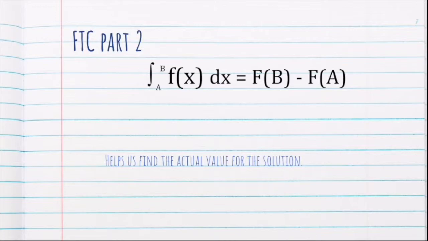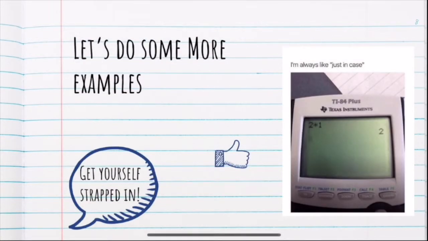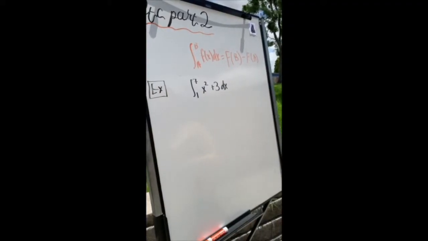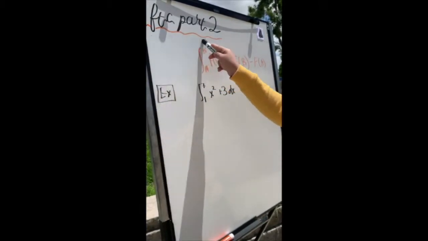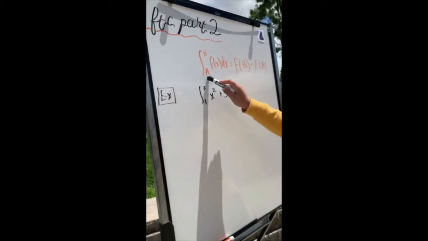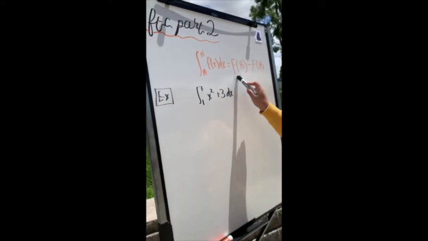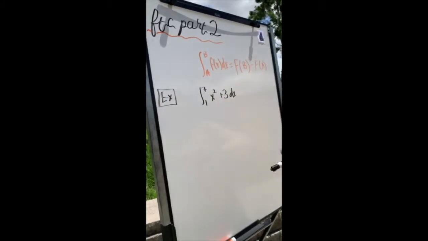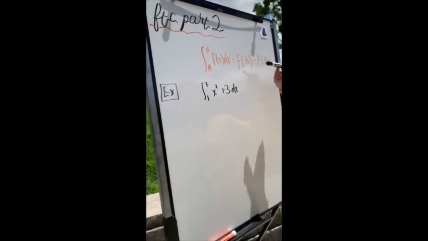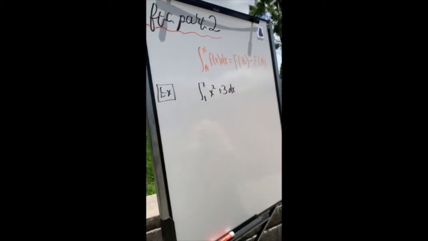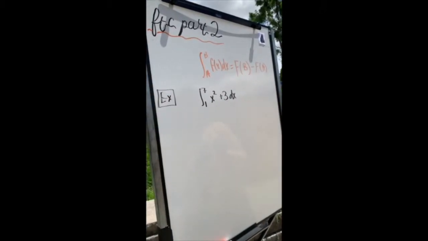So now that you have done some examples for FTC part 1, we are going to talk about FTC part 2. So let's go ahead and do some examples. Hello students, today we will be talking about the fundamental theorem of calculus part 2. So this is the formula for the fundamental theorem of calculus part 2. Today we will be applying this formula onto this example. So let's get started.